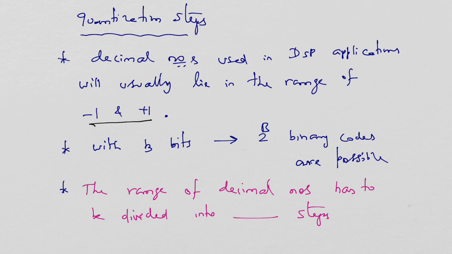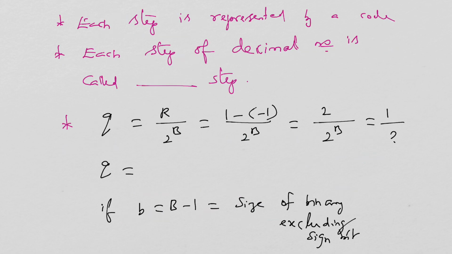When B bits are used to represent decimal numbers, then 2 power B binary code words are possible. So the range of decimal numbers has to be divided into 2 power B steps. Each step is represented by a binary code. Each step of decimal number is called the quantization step.